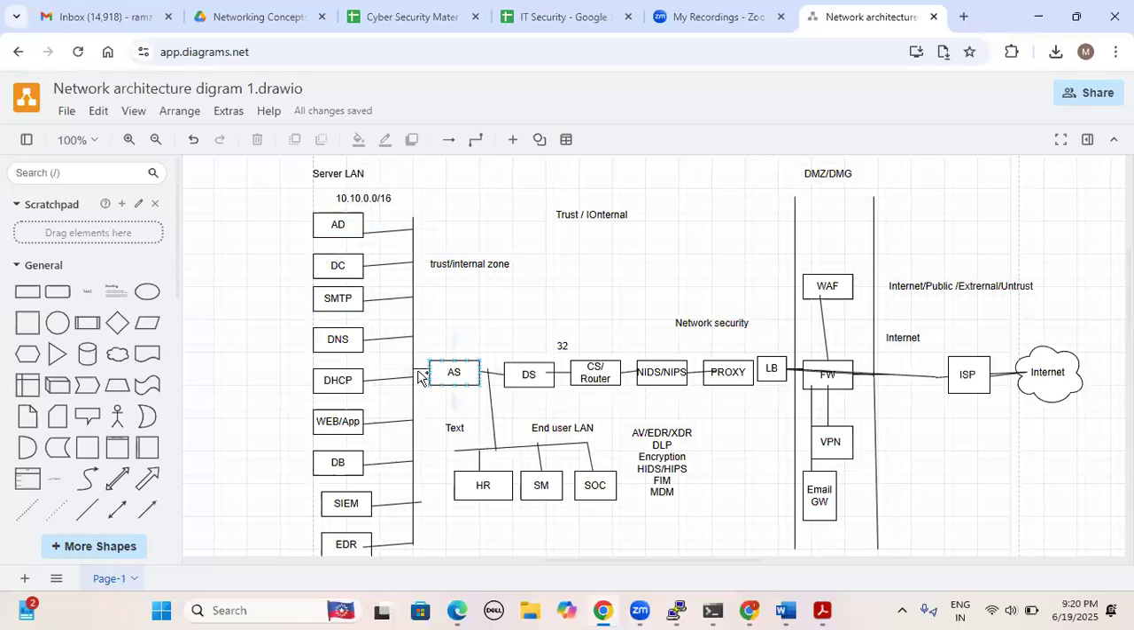Next one, moving from here, we can see access. AS means access switch, DS means distributed switch, and CS means core switch. I kept the router also as part of the L3 device. So these are all networking devices: access switch, distributed switch, core switch, router, and load balancer. LB means load balancer. So these devices we can call our networking devices.